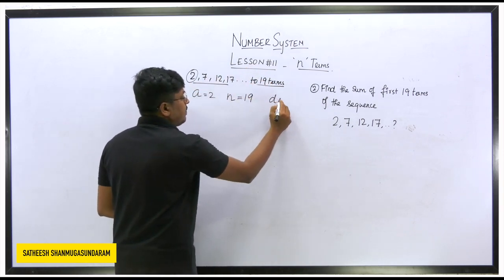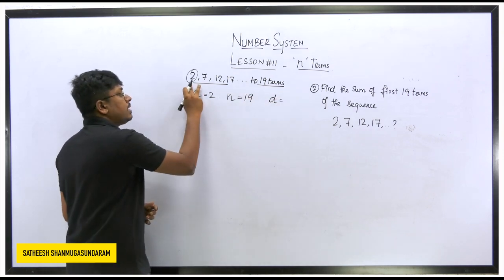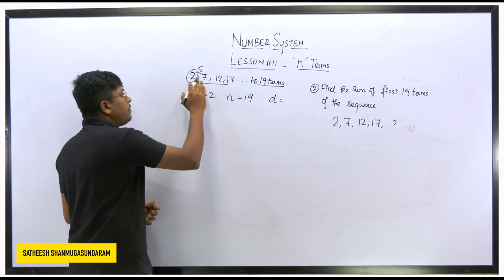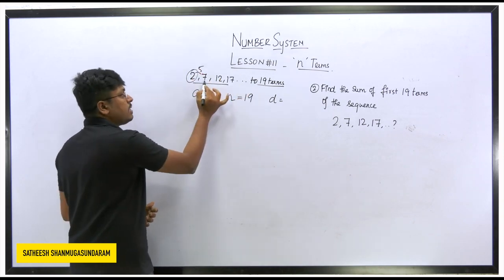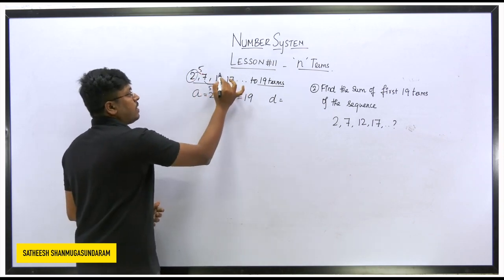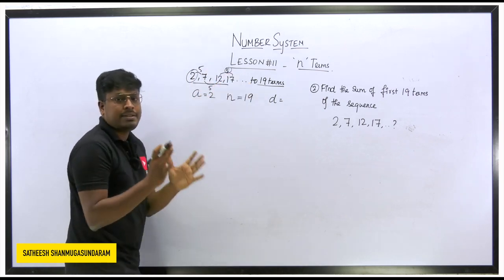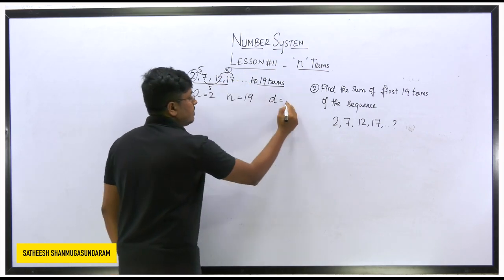And the next will be the difference. The difference will be between the first two numbers. Take the two numbers, 2 and 7. What is the difference here? 5. Similarly, you can check the remaining numbers. 7 and 12, what is the difference? 5. 12 and 17, the difference is 5. So the value of d is called the difference between the numbers. So the difference will be 5.